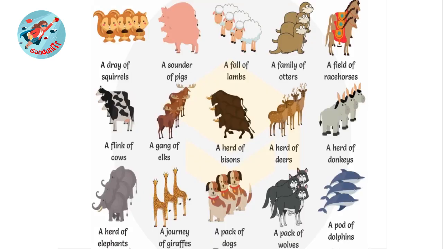A tray of squirrels. A sounder of pigs. A fall of lambs. A family of otters. A field of race horses. A flink of cows. A gang of elks. A herd of bisons. A herd of deers. A herd of donkeys. A herd of elephants. A journey of giraffes. A pack of dogs. A pack of wolves. A pod of dolphins.